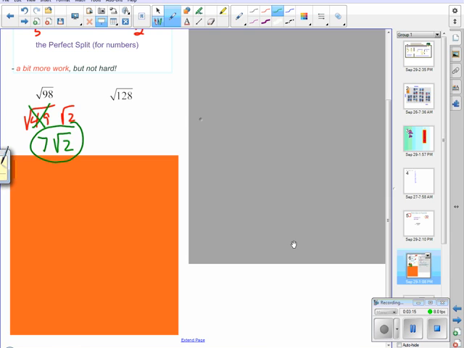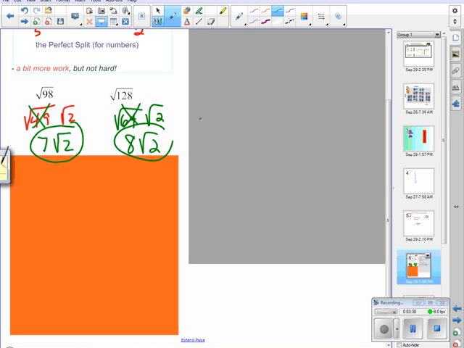Square root of 128. I know there's a 64 times 2. 64 is the biggest perfect square factor inside of 128. So what's really happening is I'm splitting it up into square root of 64 and square root of 2. The square root of 64 will become a plain old 8.